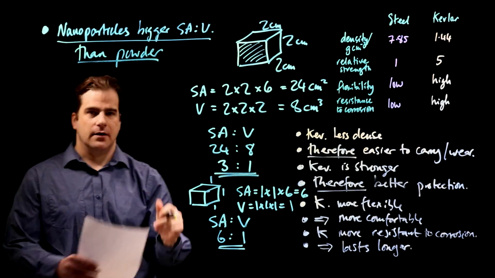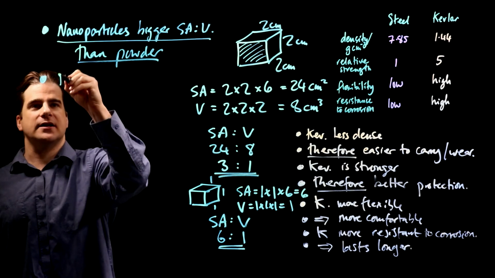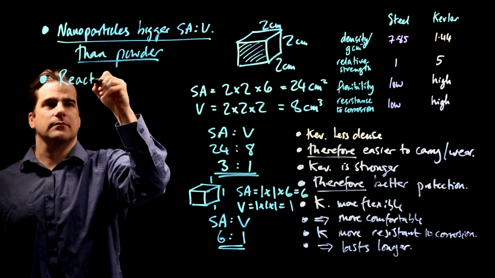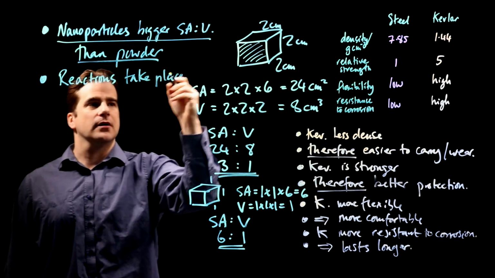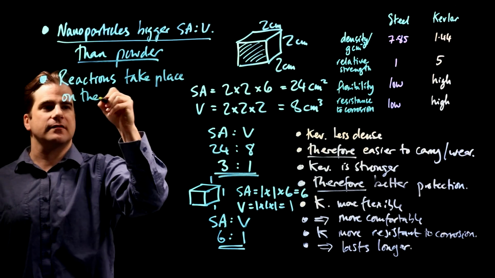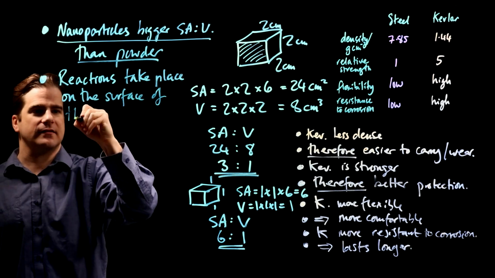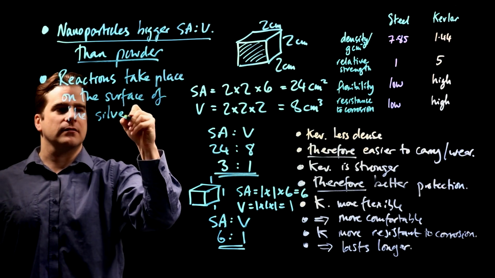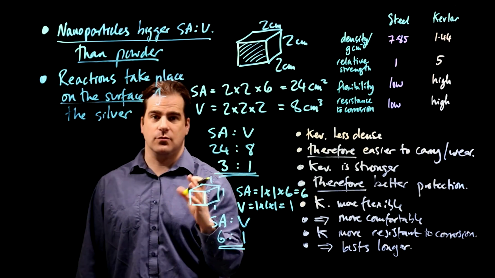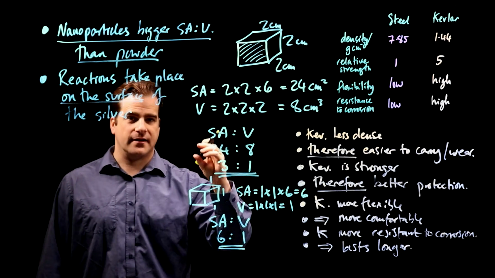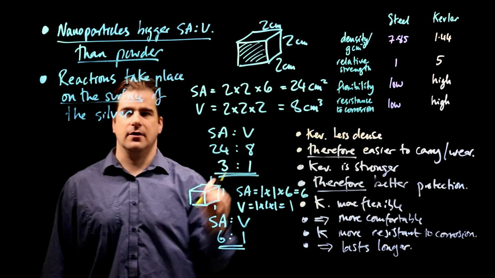Right. Next, I want you to remember this phrase, okay? Reactions, or chemical reactions, take place on the surface of the catalyst, or of the silver in this case. Okay? They take place on the surface. That's how these catalysts work. Okay? The reactants land physically on the catalyst, on the silver, react and then leave. Okay?